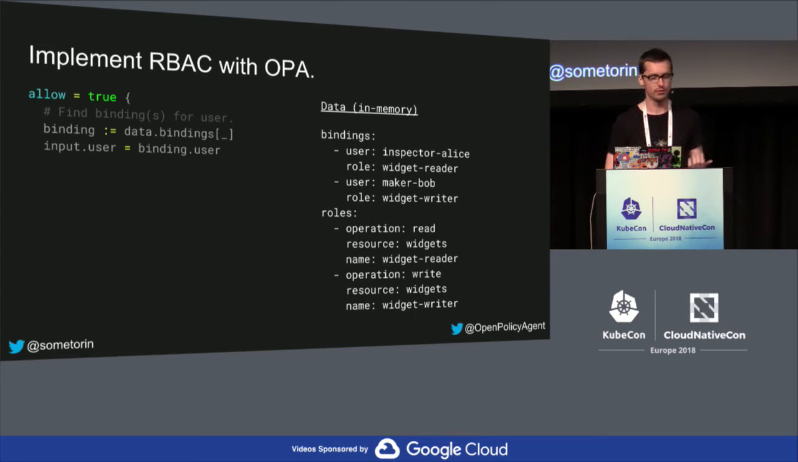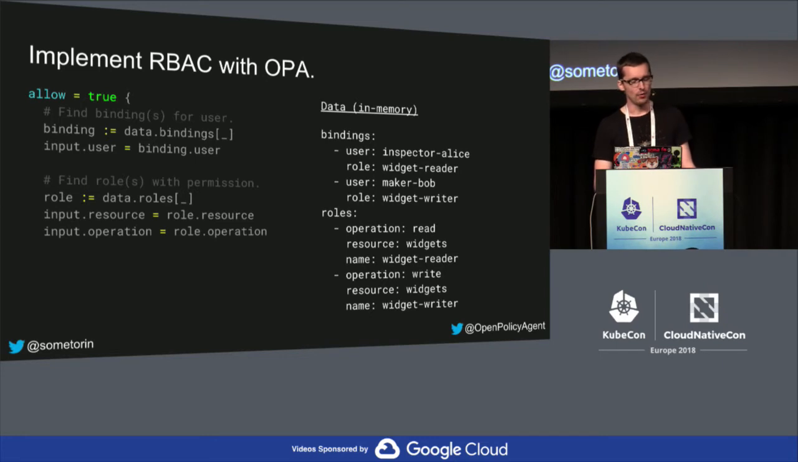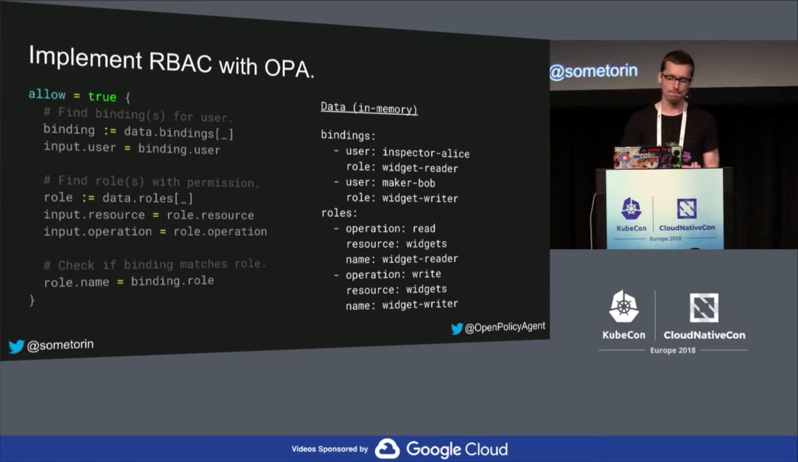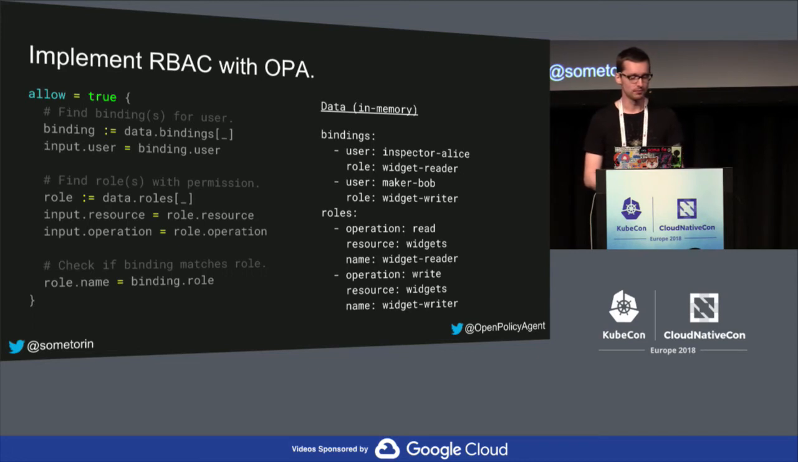So we're going to say allow is true if there's a binding that matches the user, and there's a role that matches the resource and the operation in the input, and that the role matches the binding. And this is actually it. So actually, if you just took this rule as is and some data that looked like this, it would work. You would have a basic RBAC system working.